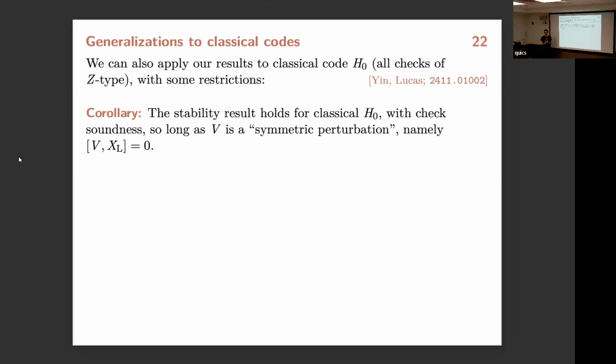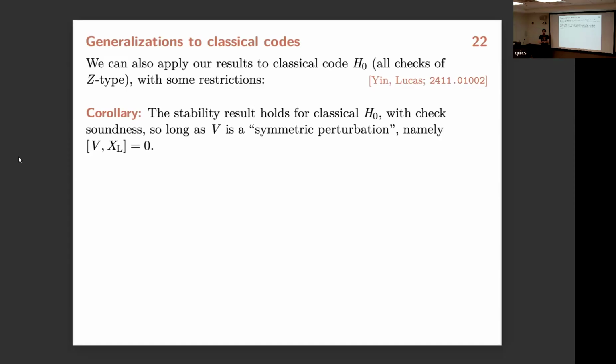So I told you about the stability of quantum codes, but you can also use our results to learn some things about the stability of Hamiltonians in phases protected by classical codes. If you have a classically check-sound Hamiltonian, then it is stable to all symmetric perturbations. That is maybe not so surprising given the quantum result. Unfortunately, many interesting classical codes are not check-sound.